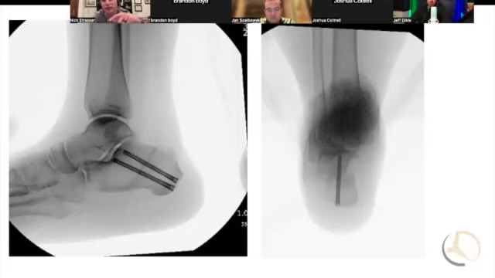Then I'll do a four quadrant technique where I'll go all the way into the far cortex, so getting through both cortices, and I come back and work my way up to get the first quarter, work my way down to get the bottom, the plantar quarter, both on the lateral side. Then I'll go to the medial side and do the same thing, working that trajectory.